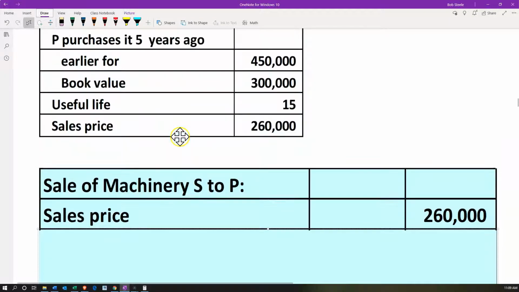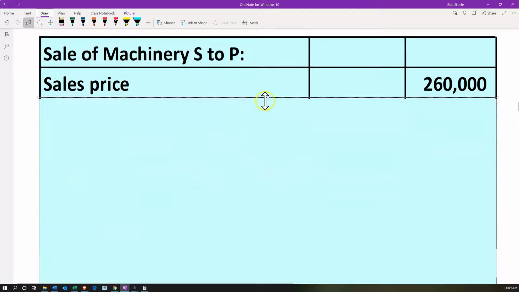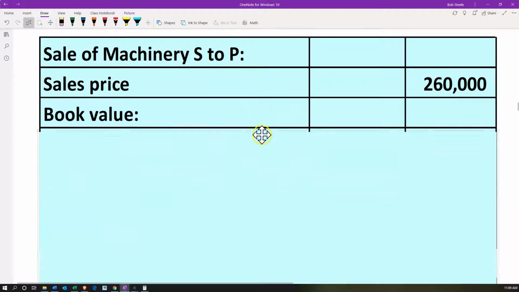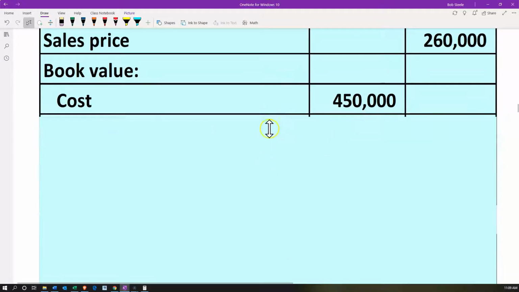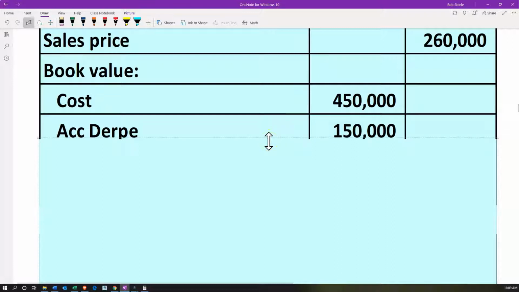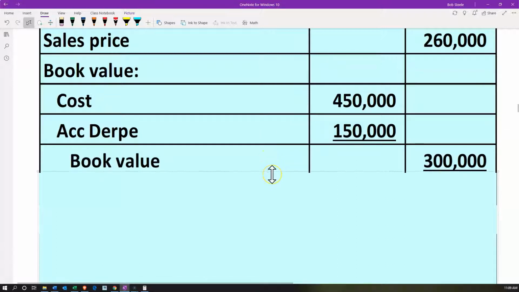We're going to say the sales price is going to be the 260. Sorry, I'm scrolling around a lot, but that's going to be the 260,000. The book value we will then calculate, the cost being the 450,000, which is given above. Then we have the accumulated depreciation on that of the 150,000. The difference between the two is the 300,000. Therefore, the sales price of the 260 minus the book value is a loss now.